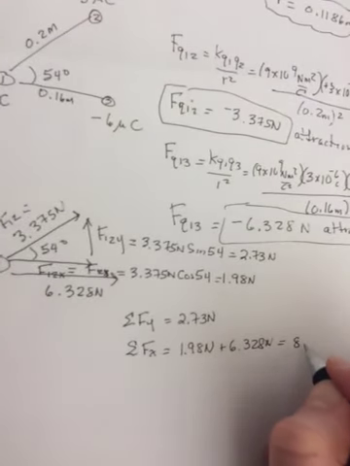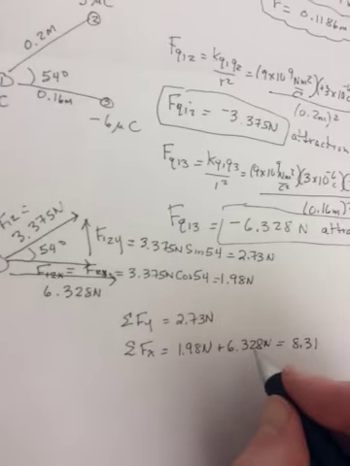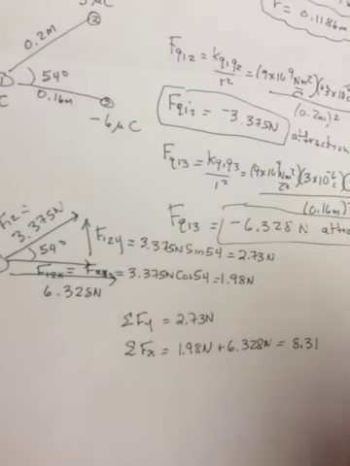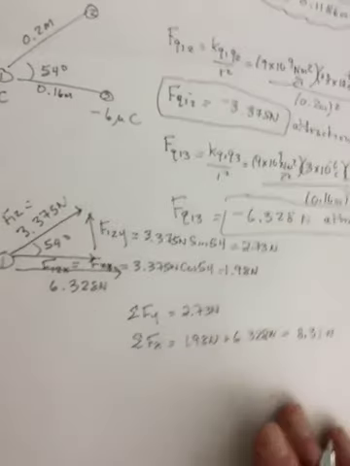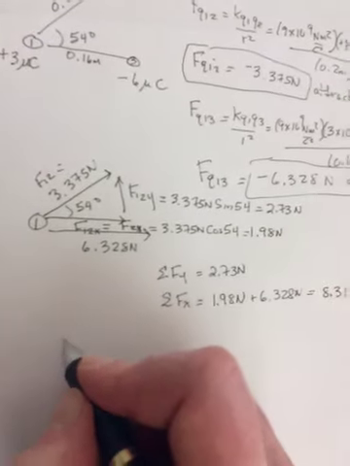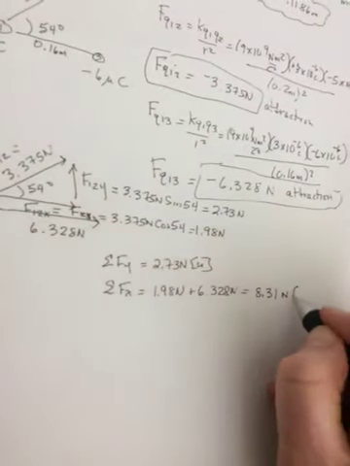Yeah, 8.31. I think I probably rounded. I'm using the numbers. Yeah, it's really 8.308. I probably kept them all in my calculator, but I didn't round them all. So this one is up, and this one is to the right.